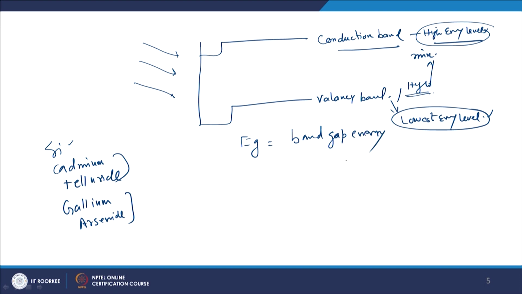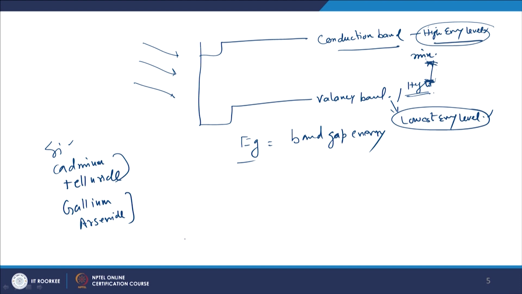Now, why are we taking this as the band gap energy? This is because the gap cannot be less than this. The highest is the minimum value and the lowest is the highest value. So the band gap energy cannot be less than this, right. So, Eg is the band gap energy.